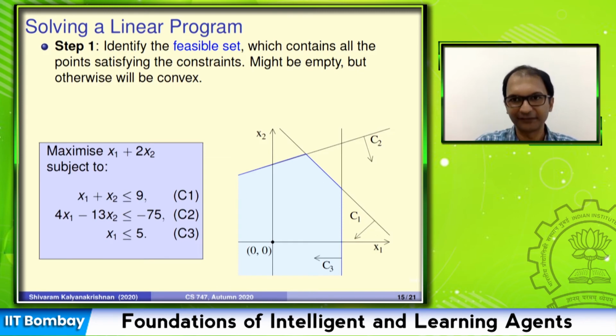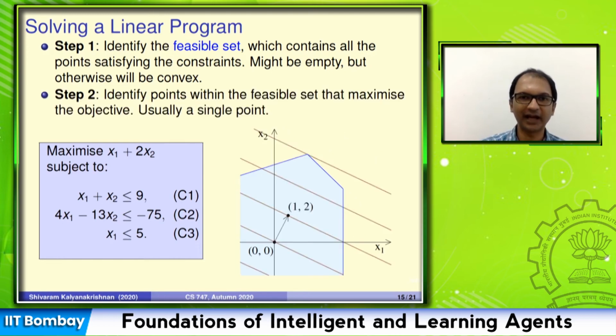Now, it's not very hard to see that if there are points which satisfy all your constraints, those points are said to lie in what is called your feasible set. It might not exist. There might be constraints which conflict with each other, so there might be no feasible set, but if there is a feasible set, it's going to be convex. That is simply a consequence of the fact that these are all linear constraints. So given a linear program, maybe the first step is to see what the feasible set is. Once you have your feasible set, you ask which points inside of it maximize your objective function.